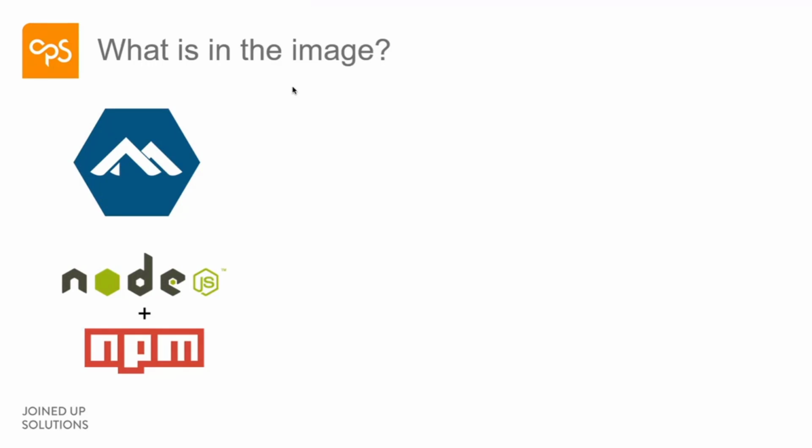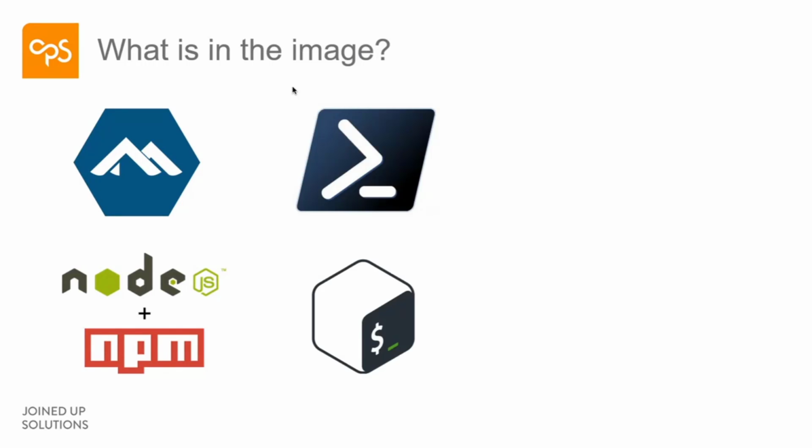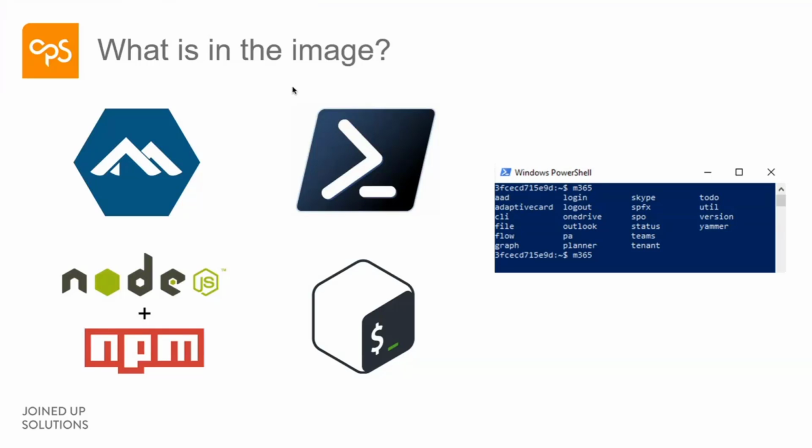And alongside Node, you get NPM with that. We've also bundled PowerShell in the image, so you can use PowerShell and PowerShell 7. So if you're on a machine that's running PowerShell 5 and you don't want to install PowerShell 7, we can provide that for you. We've got Bash in there as well. That comes with Linux.